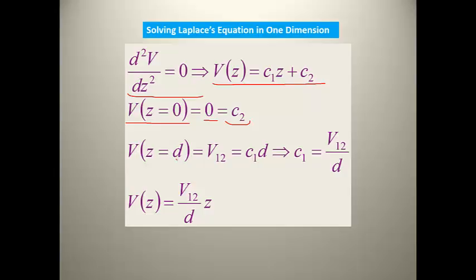If we go to z equals d, we have that equal to V12, and so putting in z equal d, we'll have c1 d here, and that's what we show here. And that means if we solve for c1, it'll be the voltage V12 divided by d. So putting that into the final result, this is the potential as a function of z between the plates, and it's the magnitude of delta V, or V12, divided by d times z.